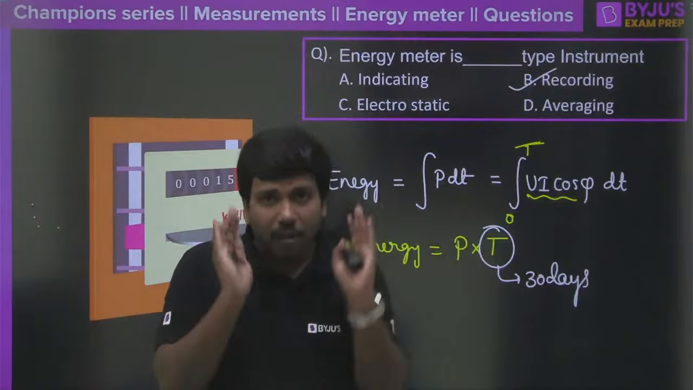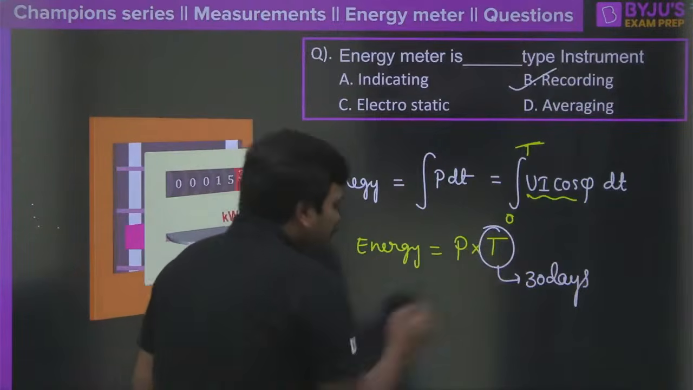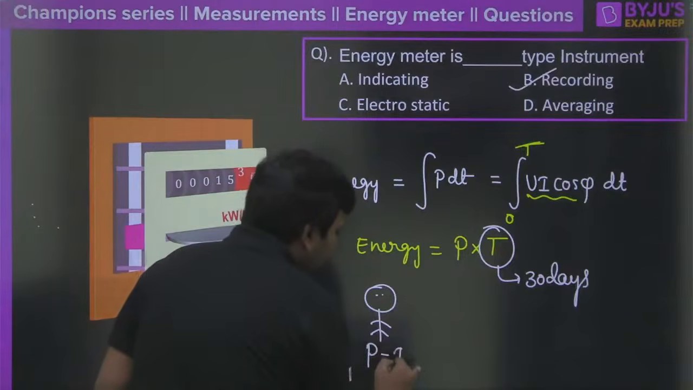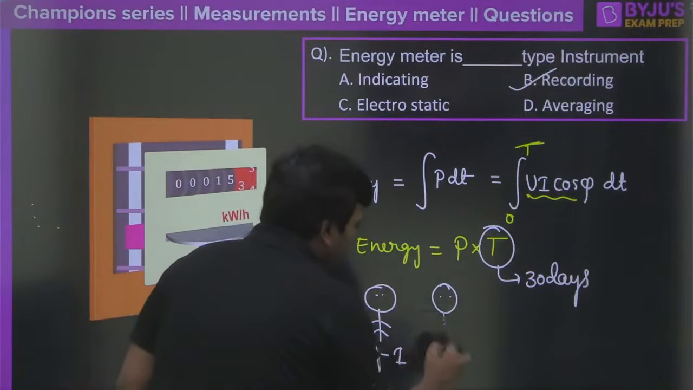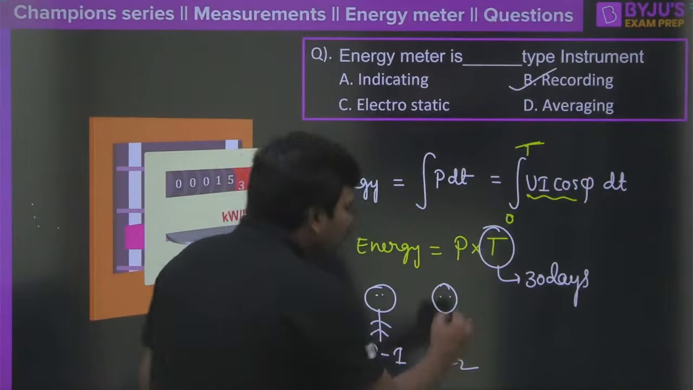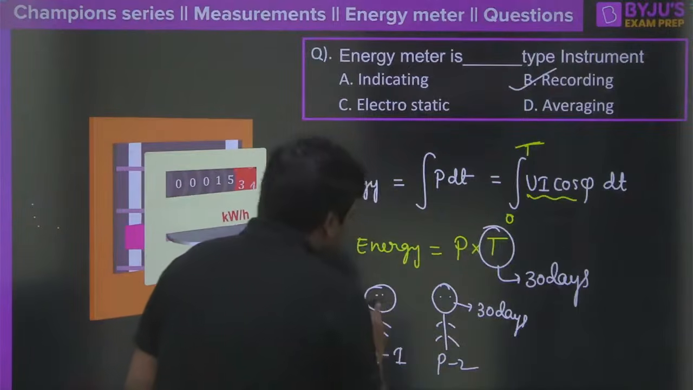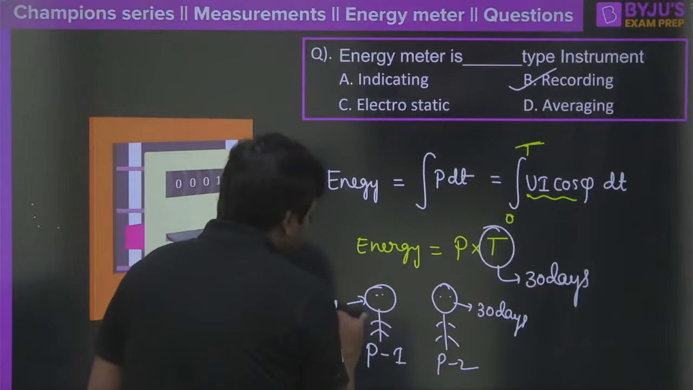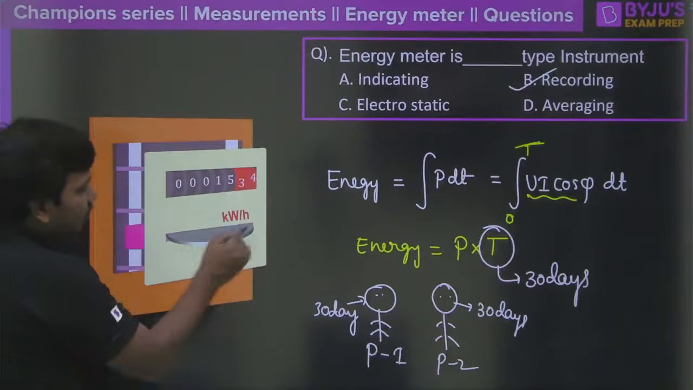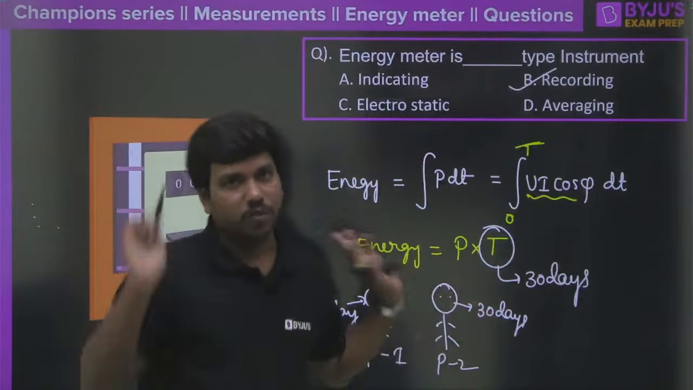Now, if the time is fixed, assume there are two persons here. Let us consider one is person 1 and the other is the second person. For both of them, the energy will be calculated over 30 days only, correct? But in person 1's case, we see very few revolutions, whereas the second person has a great number of revolutions, correct?